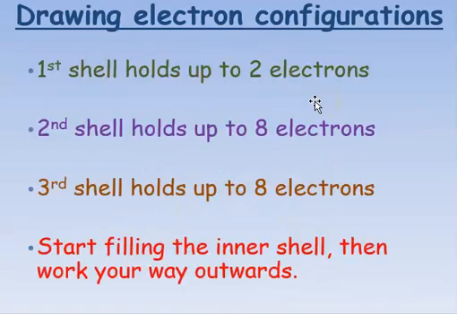There are 4 rules that we need to remember when we draw electron configurations. The first shell holds up to 2 electrons, the second shell holds up to 8 electrons, the third shell also holds up to 8 electrons, and when we draw electron configurations, we start filling the inner shells first, and then we work our way outwards.